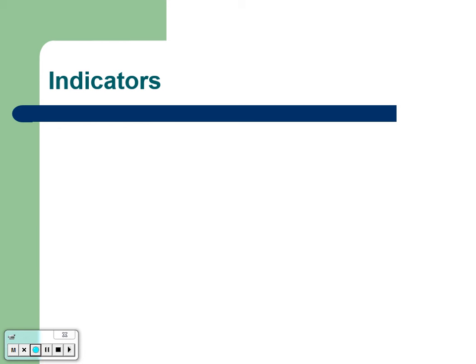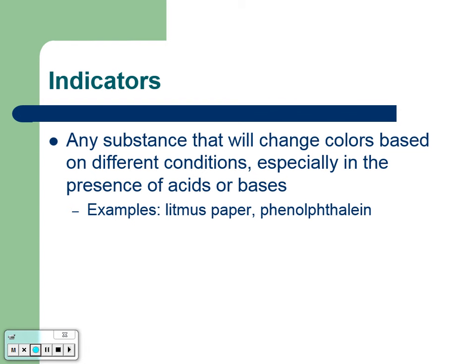So the little drop that you put in to change the color of the water is an indicator. And like we discussed, indicators are a substance that changes color based on different conditions, especially in the presence of acids and bases. Litmus paper or phenolphthalein are two common indicators.